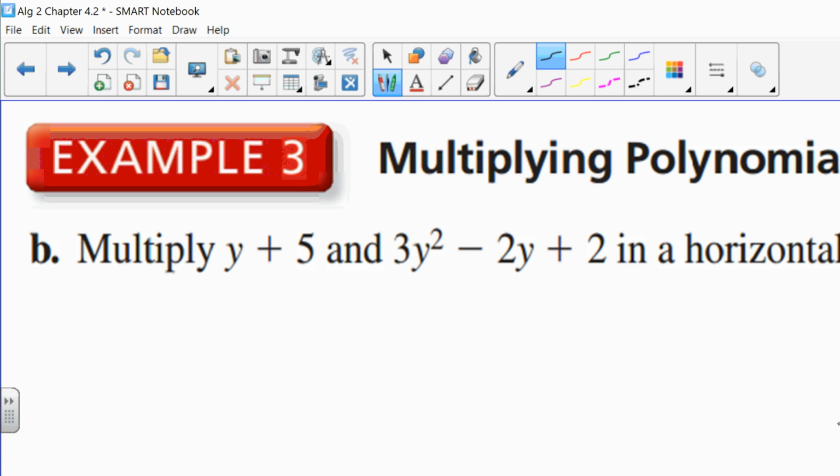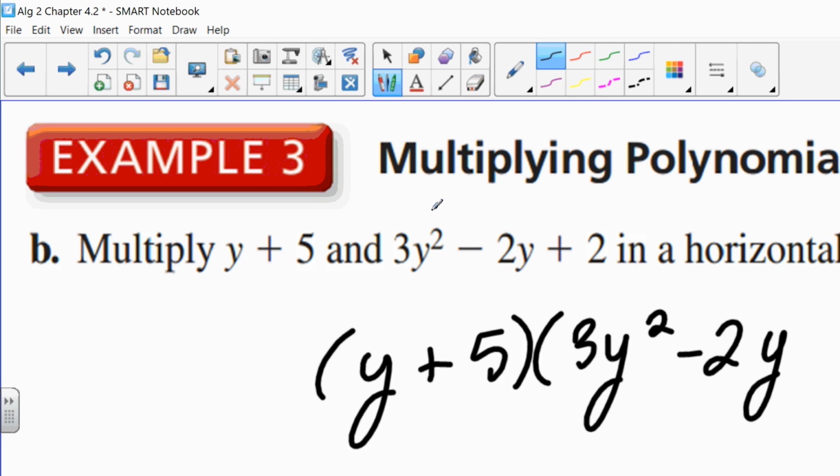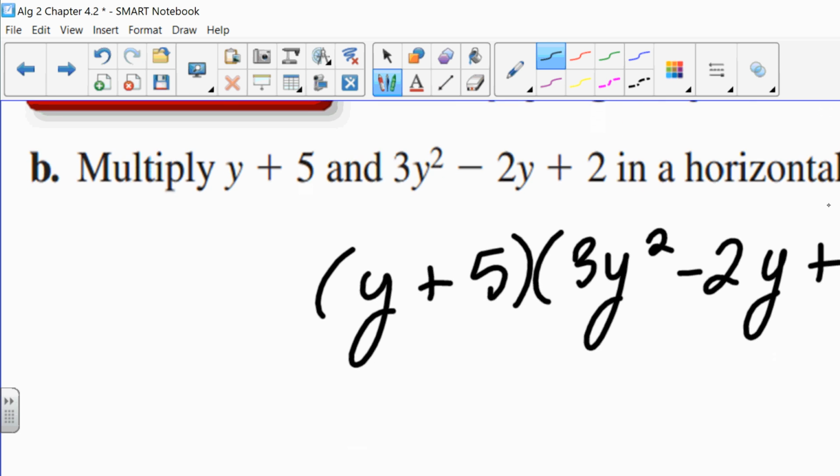Let's look at horizontally. I think horizontally is a little bit easier way to do multiplication of any two polynomials. Or it's the way that I like better. The first thing we're going to do is rewrite them with parentheses being multiplied together right next to each other. This is where we'll start out.